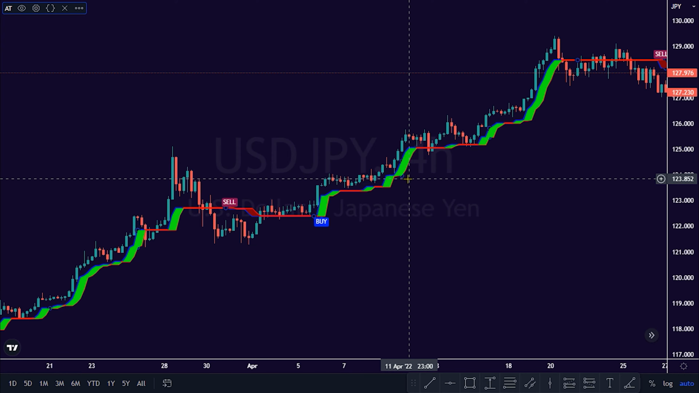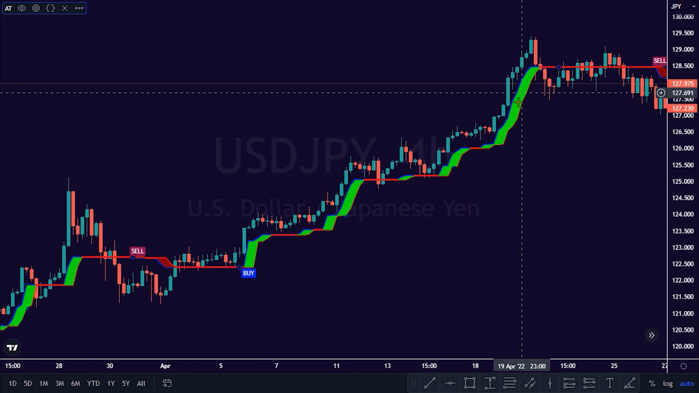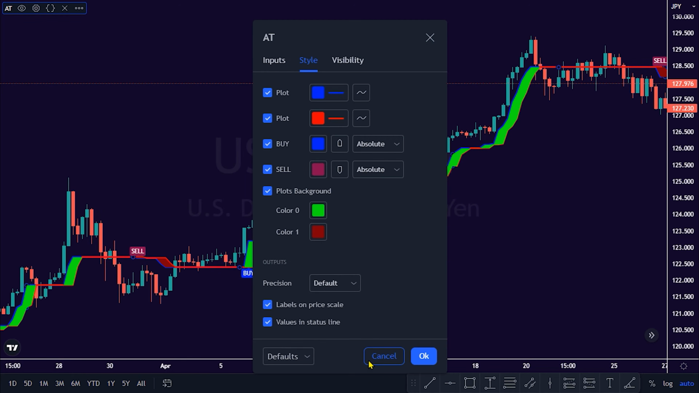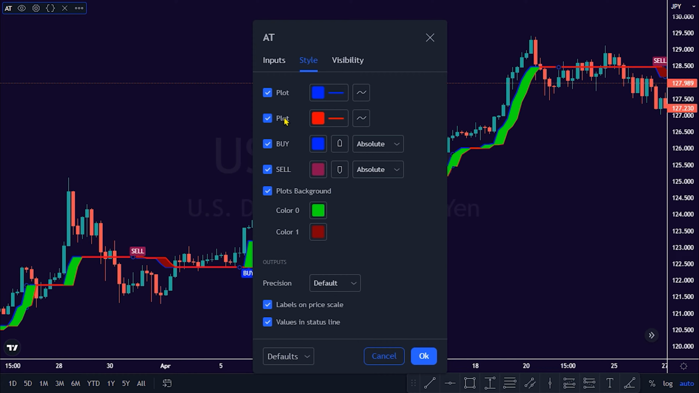Before I proceed to educate you about how this trading indicator works, I need to highlight indicators and their purpose so you can have a quick understanding of how the indicator works. Here are the parameter settings of the AlphaTrend. Under the input settings, there is the multiplier, the common period, the SRC, and the show signals. Under the style settings, there are the color settings of the indicator's plot, buy-sell, background, and the outputs, the labels, and the values options.